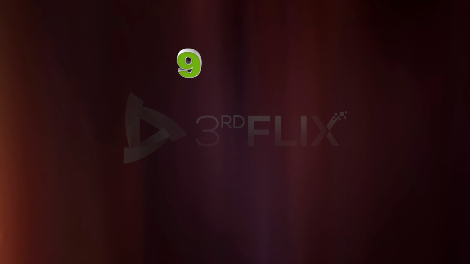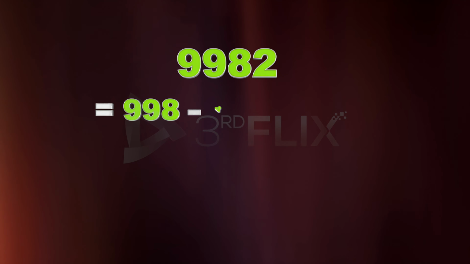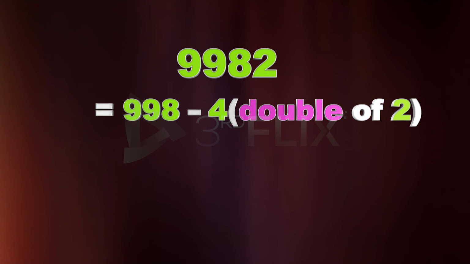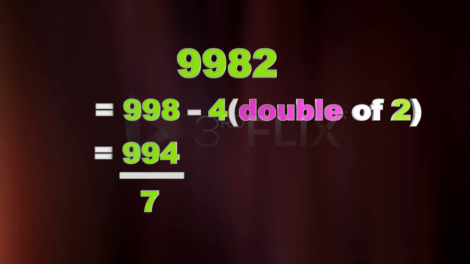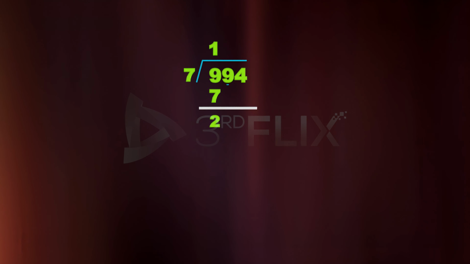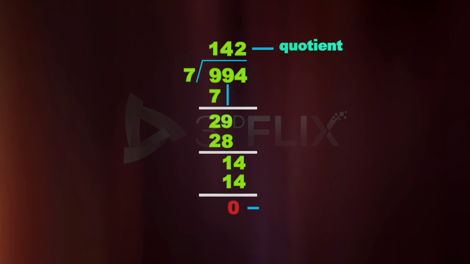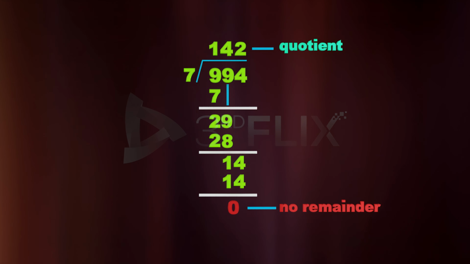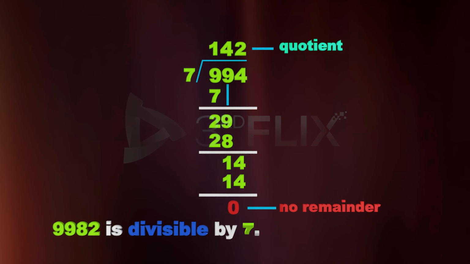Example. 9982. On applying the rule, we get 998 minus 4, double of 2, is equal to 994. 994 when divided by 7 gives 142 as quotient and leaves no remainder. So, 9982 is divisible by 7.